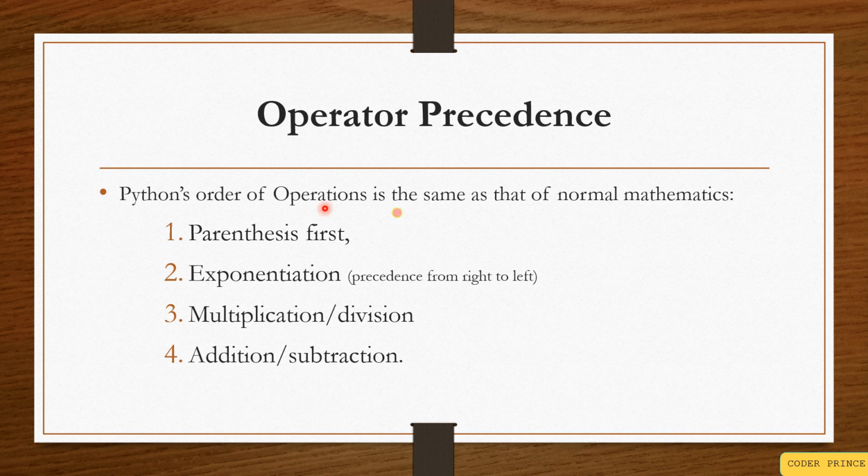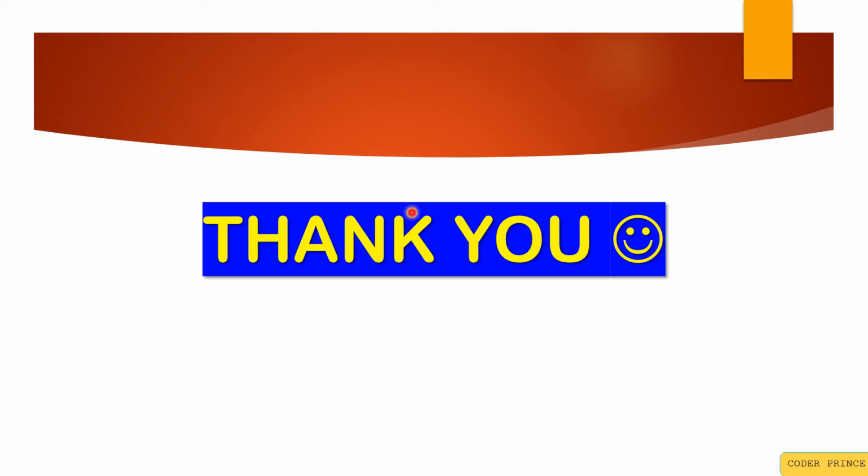Python's order of operators is the same as that of normal mathematics. First it evaluates parentheses, then goes to exponentiation, then multiplication and division are evaluated, and then comes addition and subtraction.